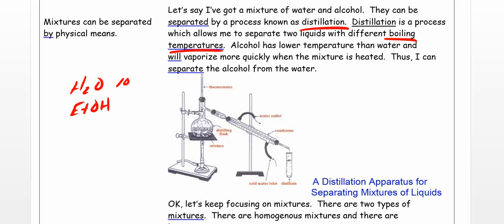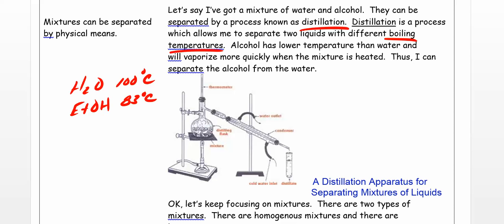The temperature of boiling for water is 100 degrees Celsius. I'm going to say, and by the way, I'm making this up, so please don't look this up, that it's 83 degrees for ethanol. I know it's lower than 100 degrees. I just don't know how much lower, so I just made that number up. It doesn't really matter, because what I want to show you is this.